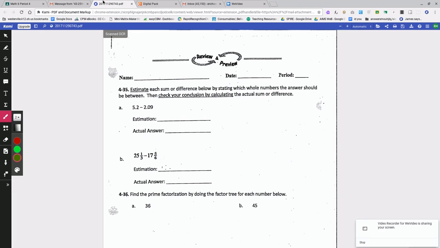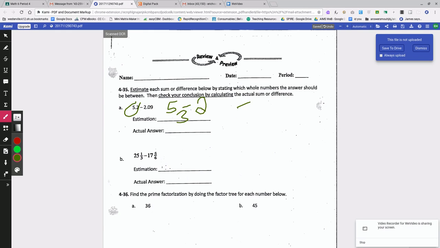First question here, we have to estimate 5.2 minus 2 and 9 hundredths. So what I'm going to do is round this 5.2 to 5. And simply, it's only 9 hundredths, so we can just round that to 2. And my estimation for that would be 3.